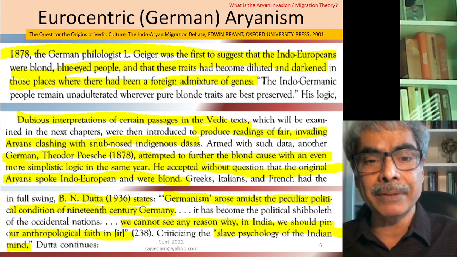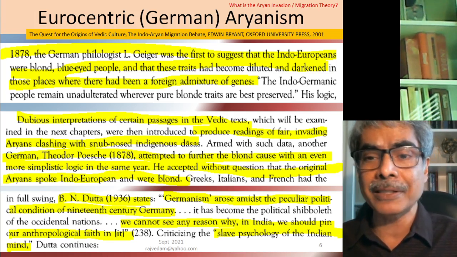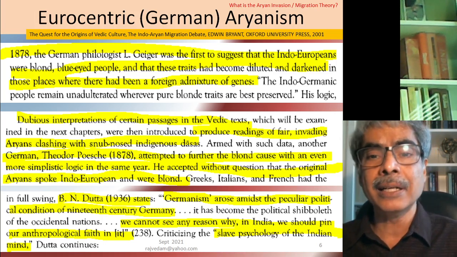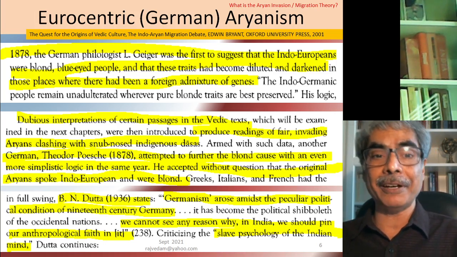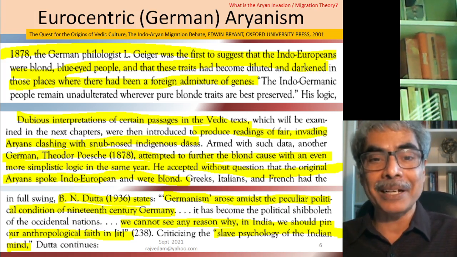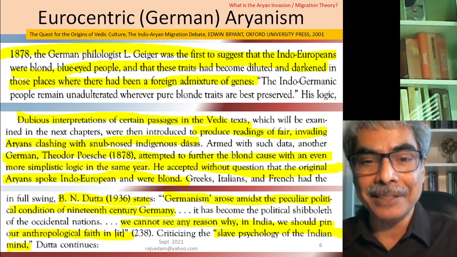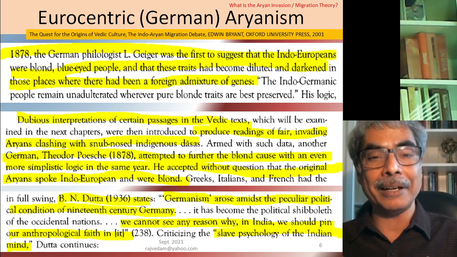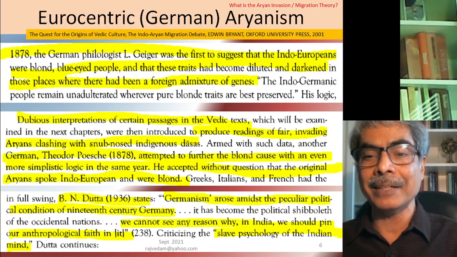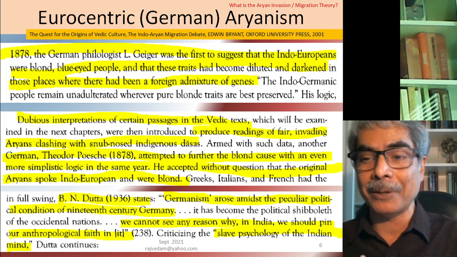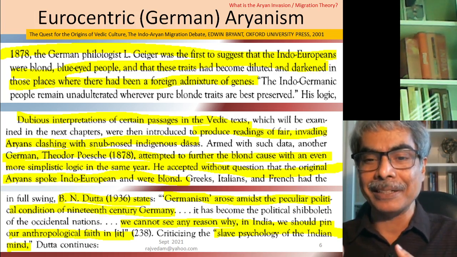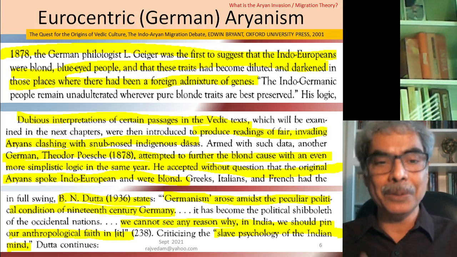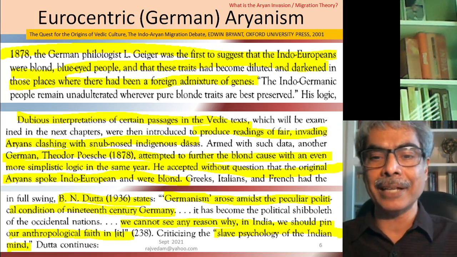At the same time, there were dubious interpretations of verses in the Sanskrit works like the Vedic texts, and they produced readings of fair, invading Aryans clashing with snub-nosed indigenous dasas. So they reinforced these ideas that even the Sanskrit works, the Vedas, contain an account of invasions, and they attempted to further the blonde cause with simplistic logic like that, where people like Theodore accepted without question that original Aryans spoke Indo-European and were blonde people.